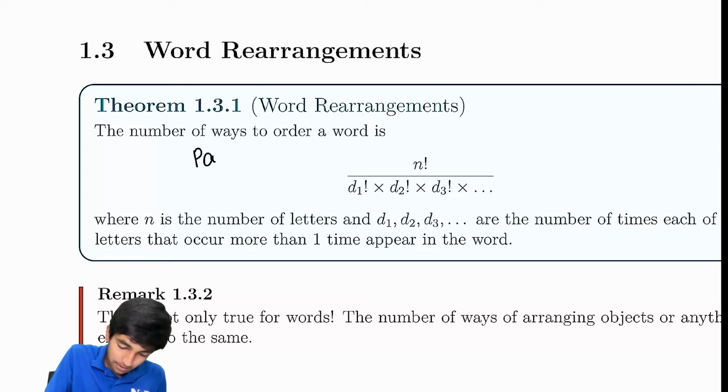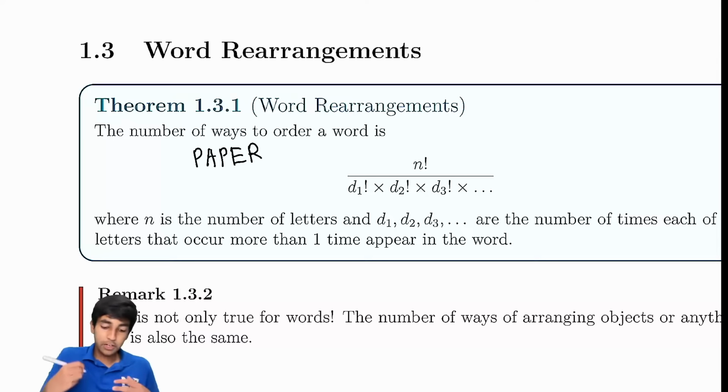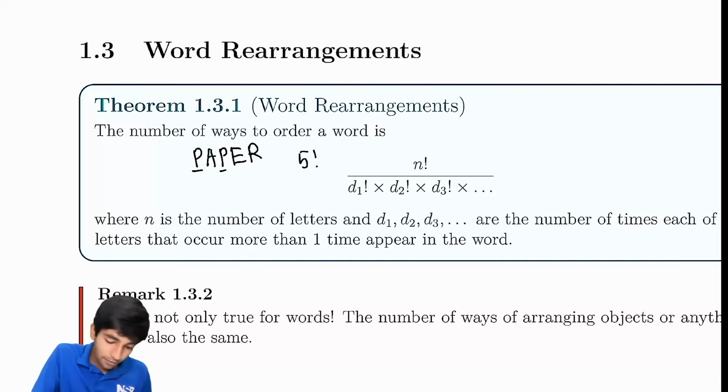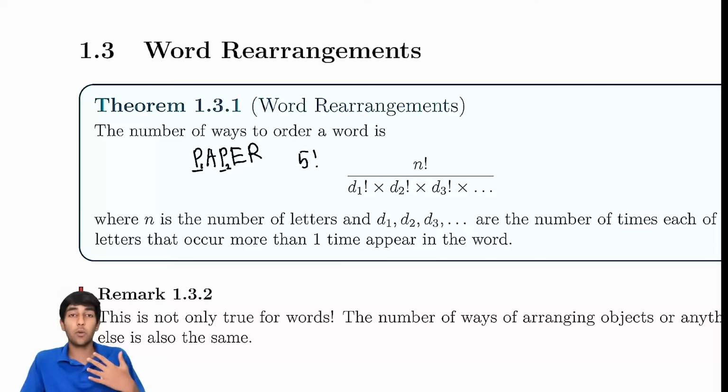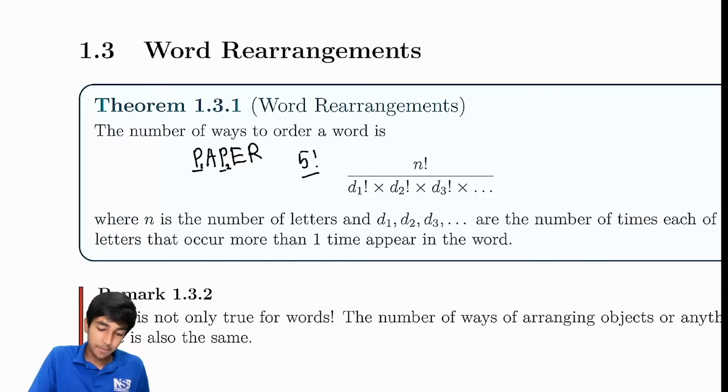So let's say we have something like "paper." Now what we would do here is see there are 5 letters, so 5 factorial arrangements, but now there are 2 p's. So if you think about it, you can call this p1 and p2. And if these p's were different, we would have 5 factorial ways. But the p's are not different. So whenever p1 and p2 are swapped, we're basically doubling the number of ways we should be counting. So we divide by 2. And this logic kind of continues on forever.